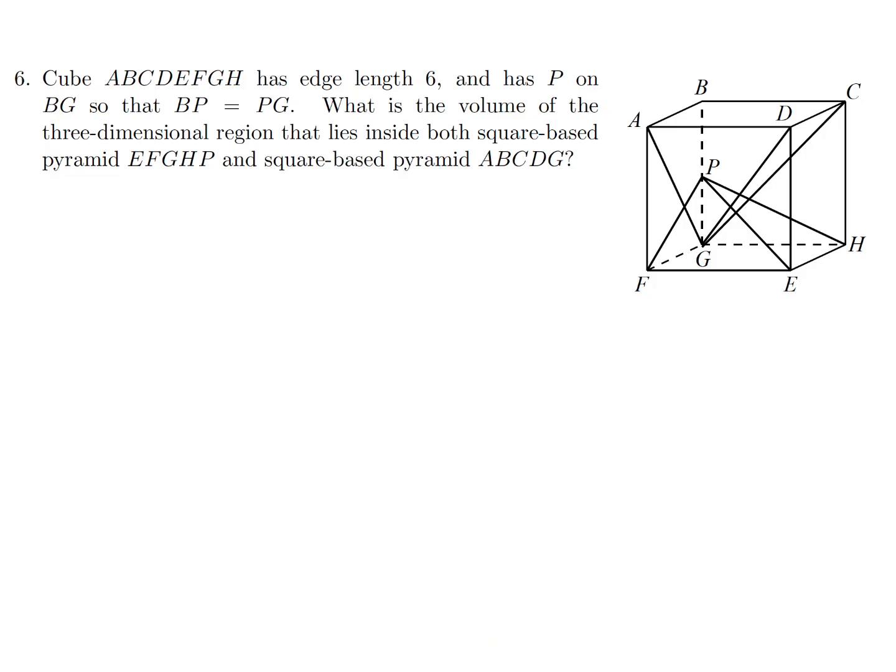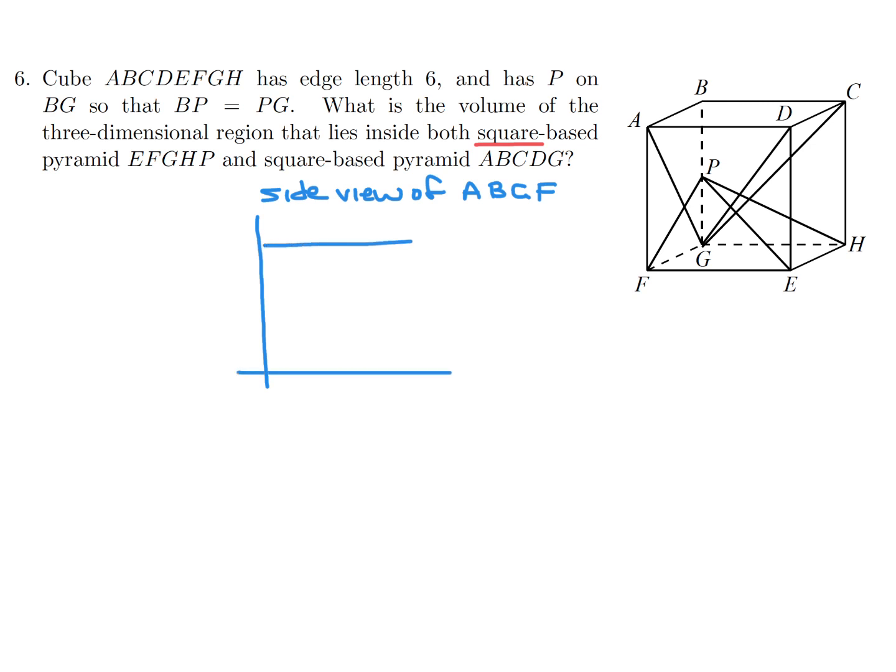Cube ABCDEFG has edge length 6 and P is on BG, so that BP equals PG. What is the volume of the three-dimensional region that lies inside both square-based pyramid EFGHP and square-based pyramid ABCD? So they've already told you that the base is a square, and that's very helpful, I think. So let's proceed with a side view of ABGF, that I will draw on a coordinate grid like this.